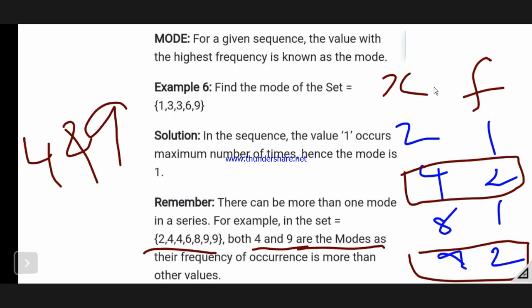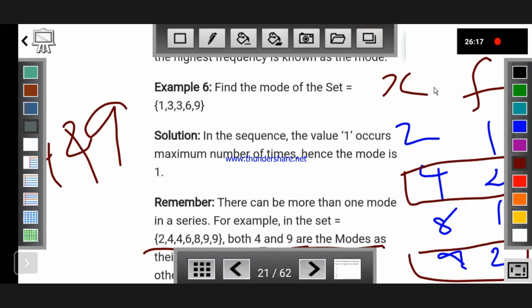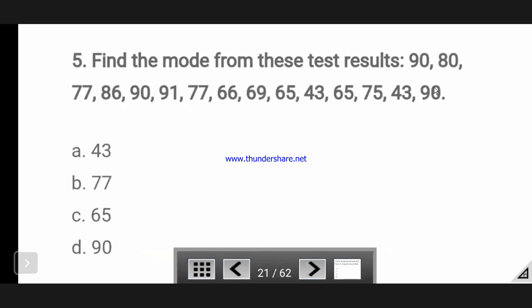Any doubt? Shall we move to the next? Shall we move to the next page, ma'am? Yes, ma'am. Try to do it by yourself.